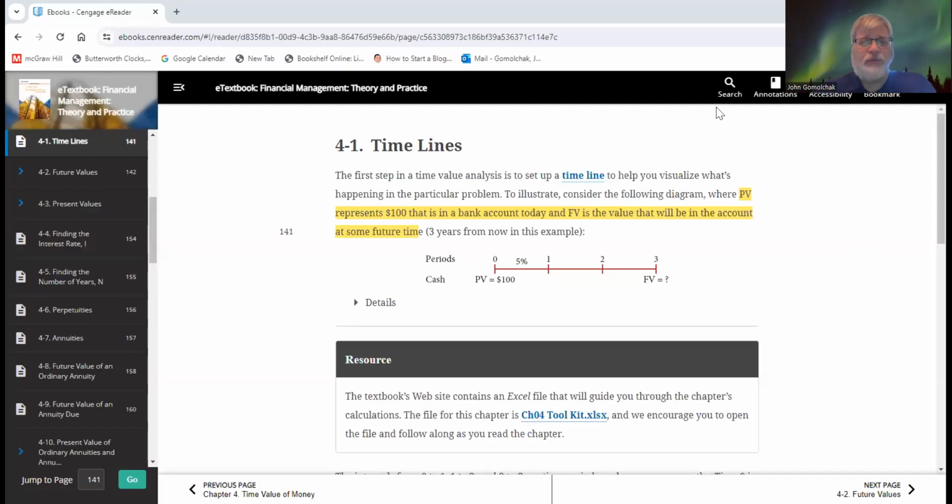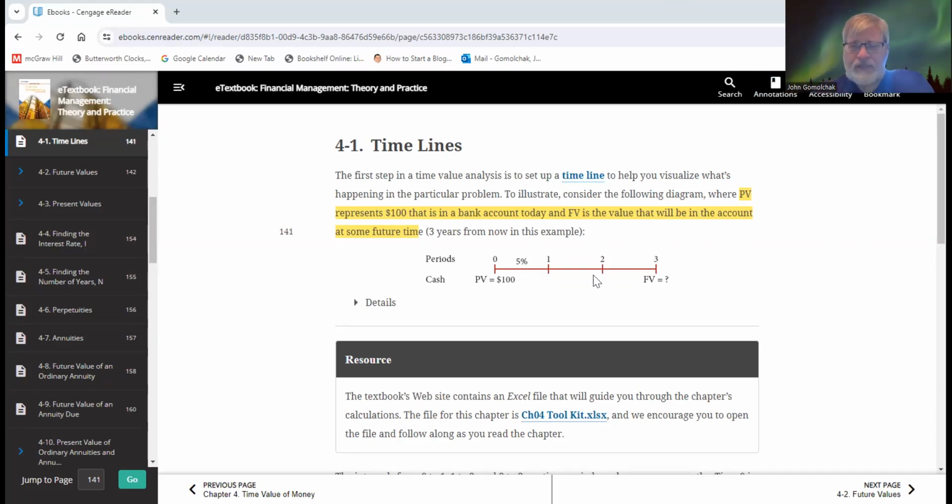So we'll go to chapter 4. So what we're looking at at this point is chapter 4. And one of the things the book wants you to do is start thinking in terms of timelines. So you've got a line graph there that shows the future and shows the various periods that we're going to be going through. So if you look at this, there's talking about $100 in current money. So the present value is $100. What's it going to be worth 3 years from now? And also, they're going to give us a 5% assumed rate.